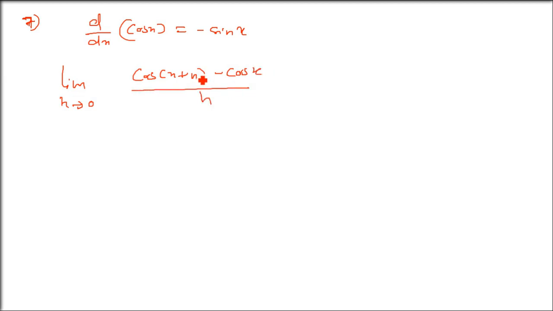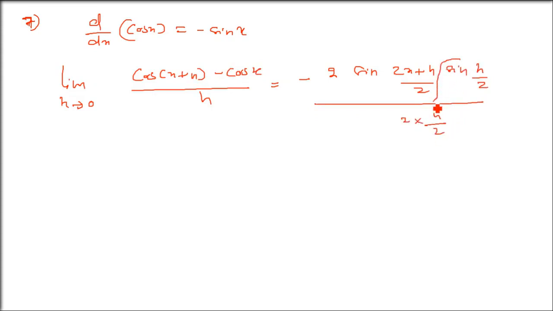Now you have to use cos c minus cos d, which is minus 2 sin of (c plus d) by 2 times sin of (c minus d) by 2. Here c plus d is x plus h plus x, so it is sin of (2x plus h) by 2. And sin of (x plus h minus x) is h by 2, so sin h by 2. And h is already there, so you divide by 2, multiply by 2. This sin h by 2 over h by 2, when you apply the limit, is going to be 1. 2 gets cancelled, only the minus will remain. And in sin of (2x plus h) by 2, you can apply the limit also here. I'm not writing the limit, I'm just telling you. So 2 gets cancelled, so minus sin x.